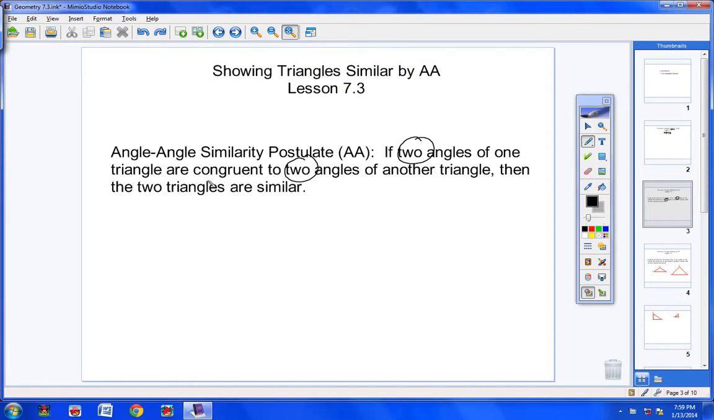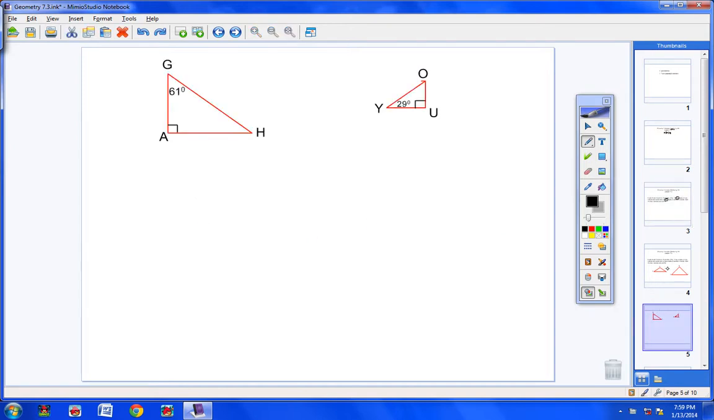Now, as you're copying this down, let me read it again. If two angles of one triangle, not three, and we're going to talk about that in a second, if two angles of one triangle are congruent to two angles of another triangle, then the two triangles are similar. Okay? Now let me show you what I mean here very quickly.